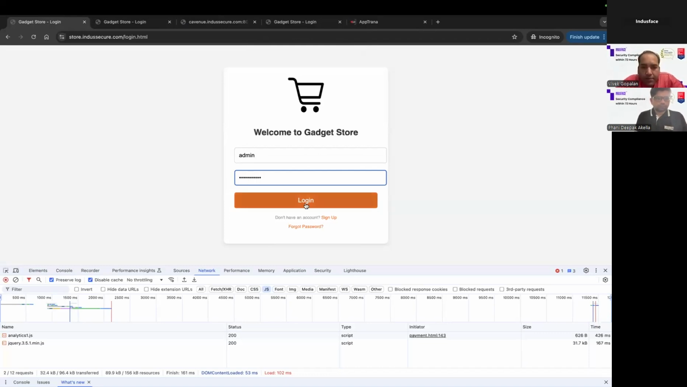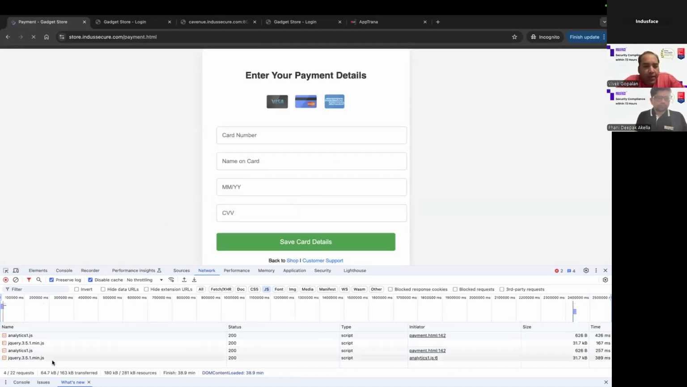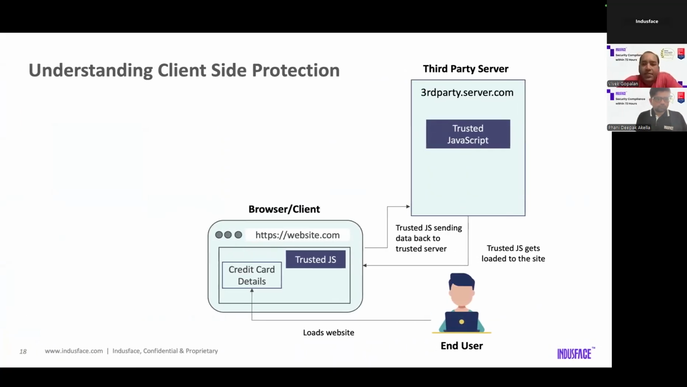As I log in, you can see certain JavaScripts are loaded. These are legitimate, trusted JavaScripts by your application, and you want these JavaScripts to run. At this point, there is no compromise, right? I'm giving a password, I'm giving my credit card here, and there is no problem from that perspective. The credit card is stored in your application, nothing happens, and the analytics just gets the data it wants.